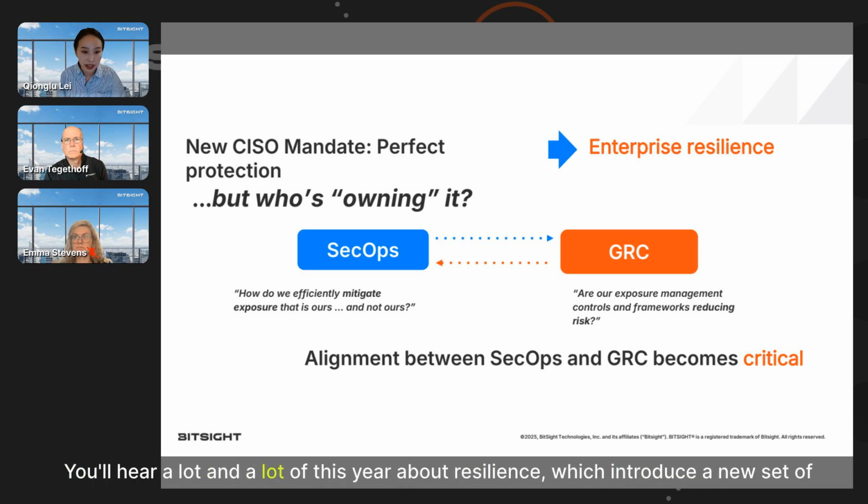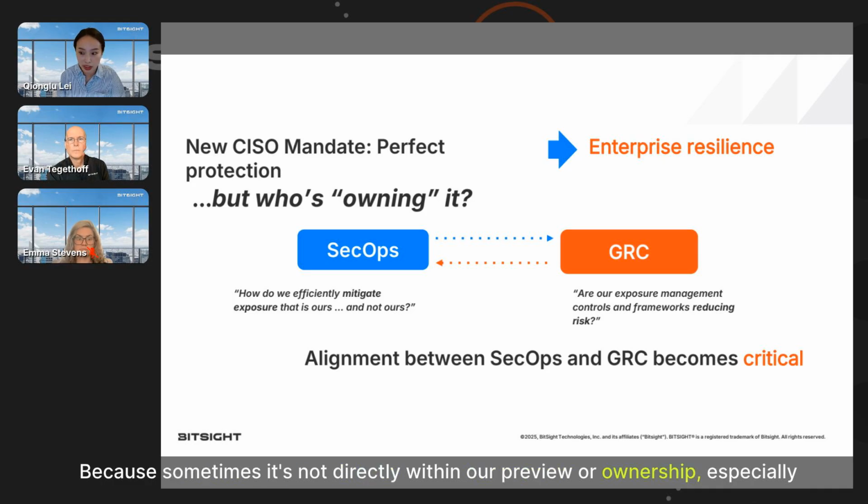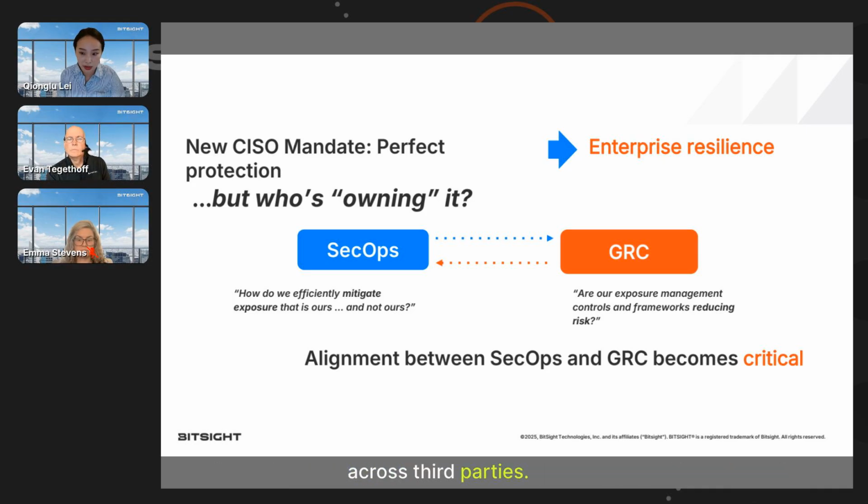You'll hear a lot this year about resilience, which introduces a new set of questions. Things like, are our controls really reducing risk? How do we manage exposure that sits outside our direct control? Because sometimes it's not directly within our purview or ownership, especially across third parties, right? That's where things start to get a little bit tricky.